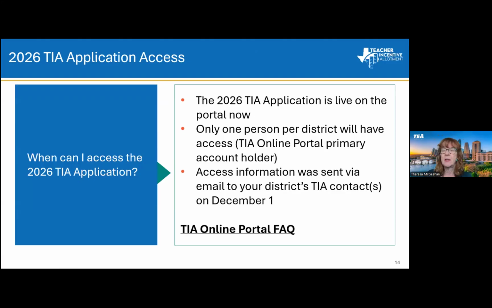Only one person per district has the direct access to that, whoever your primary account holder is for the online portal. By the way, this portal is the same portal you use for data submission. So if your district has submitted data in the online portal, now the application is also in that portal. So it's the same portal. Whoever is your main portal person, emails went out with that information on December 1st.